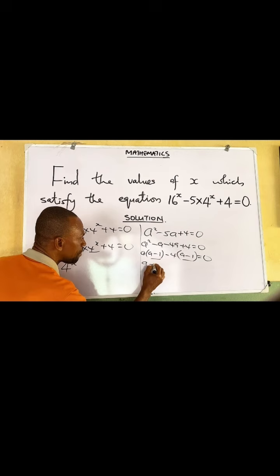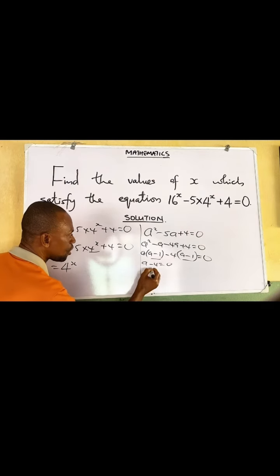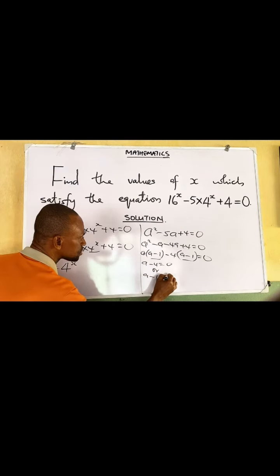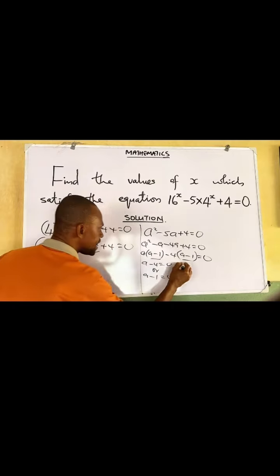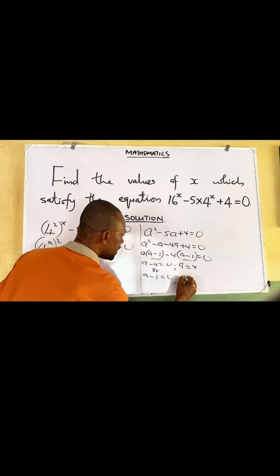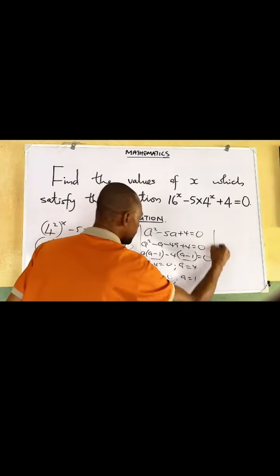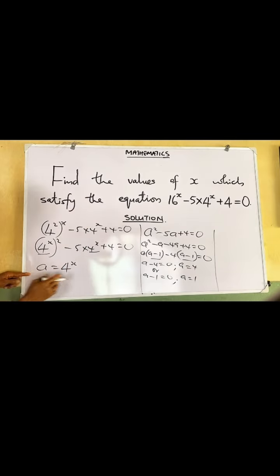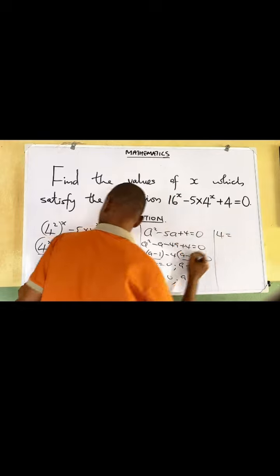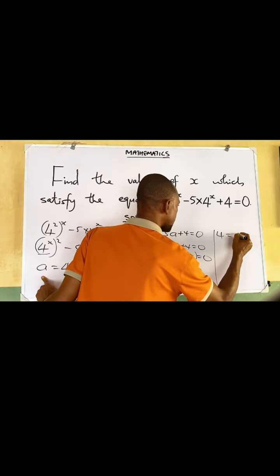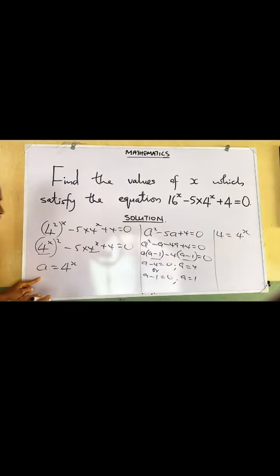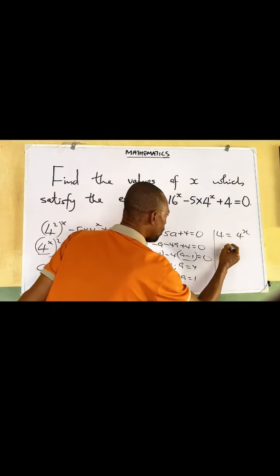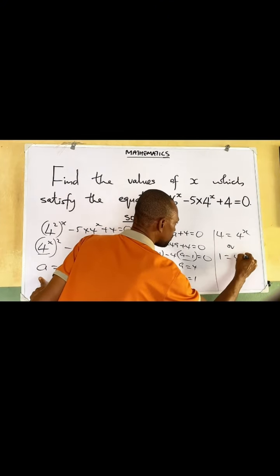Now what remains is that this is factorized by the grouping method. So a minus 4 equals 0, or a minus 1 equals 0. That is a equals 4 and a equals 1. I hope it's clear. Now you can come here and substitute 4 for a. So when you substitute for a, you have that 4 equals 4 raised to the power x. I hope it's clear.